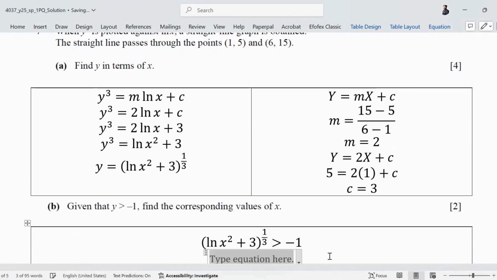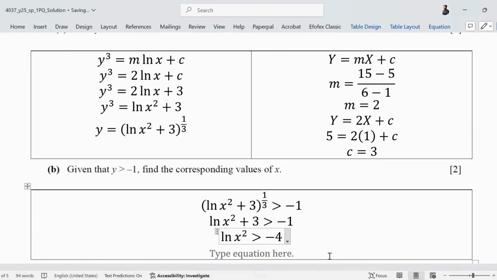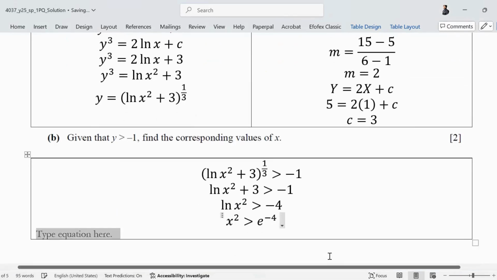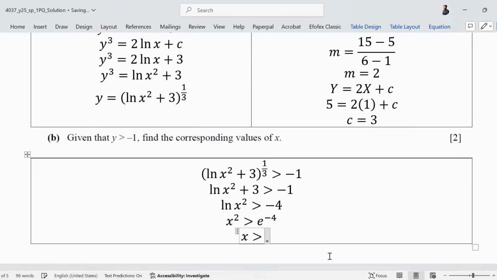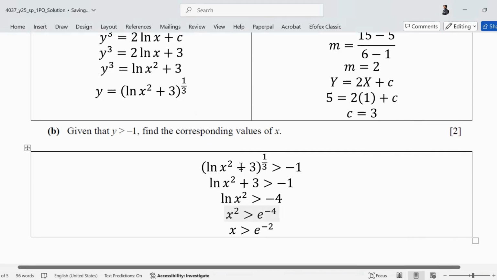I can cube both sides. Ln x square plus 3 is greater than cube of -1, which is -1. Ln of x square is greater than -4. X square is greater than e to the power negative 4, and x is greater than, if I take square root on both sides, e to the power negative 2. These are the corresponding values of x. X has to be greater than e to the power negative 2.